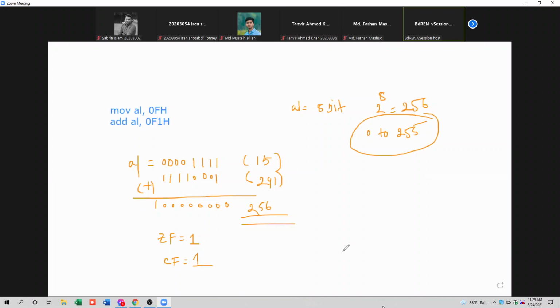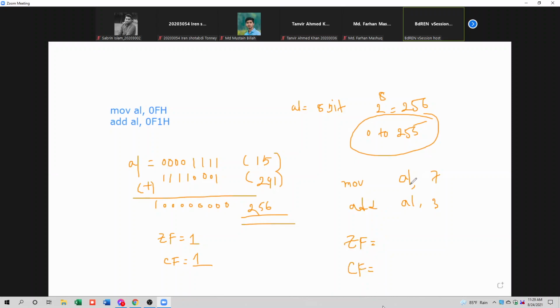Is that clear? Yes, ma'am. After any arithmetic operation, if you get a result which is greater than the range or less than the range, then the value of the carry flag register will be 1. So what about this operation? MOV AL, 7 and ADD AL, 3. What will be the value of the zero flag register as well as the carry flag register?